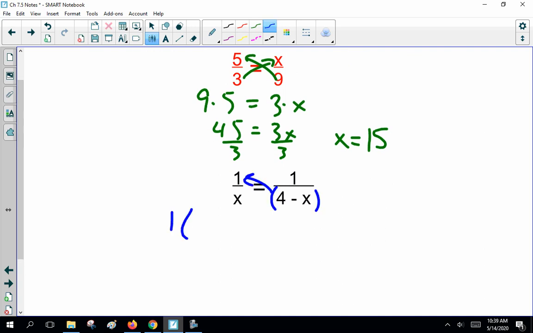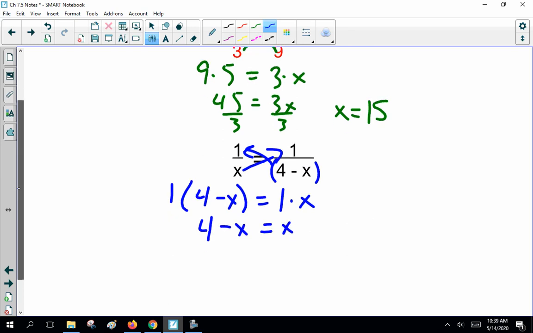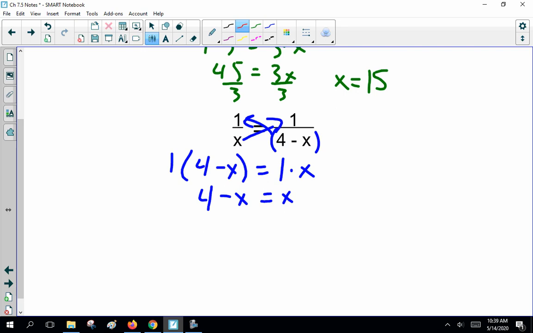So this is 1 times 4 minus x equals 1 times x. Now 1 times 4 is 4. 1 times minus x equals x. So how do I solve this mess? 4 minus x equals x. Well, add x to both sides. Get all my x's on one side. So 4 equals 2x. Now how do I get rid of times 2? Divide both sides by 2. So x equals 4 divided by 2, which is 2.